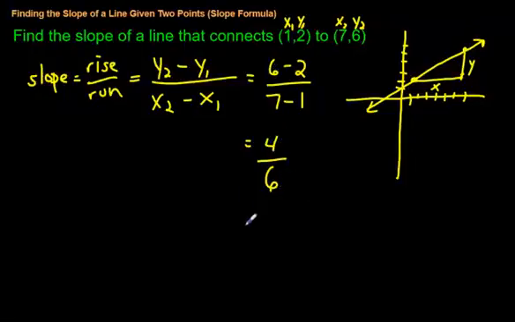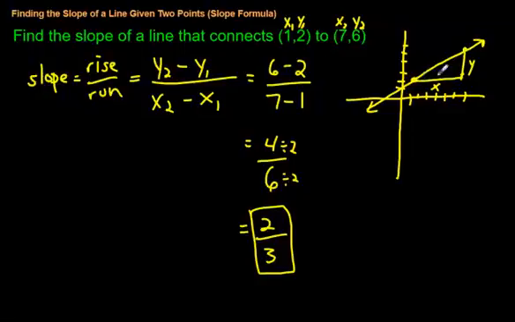Then all we do is reduce the fraction. Reducing the fraction really just means that we have a number that we can divide the top and the bottom by. I think you know all about that by now. 2 is the number that's going to divide both of these. So 4 divided by 2 is 2, and 6 divided by 2 is 3. Folks, this is our slope. The rise is 2 and the run is 3. Does that make sense?